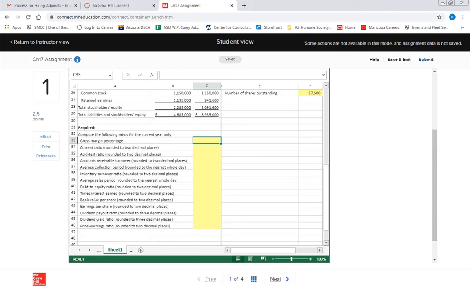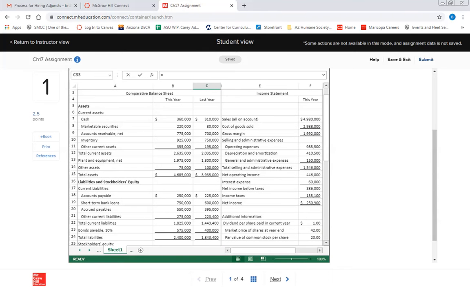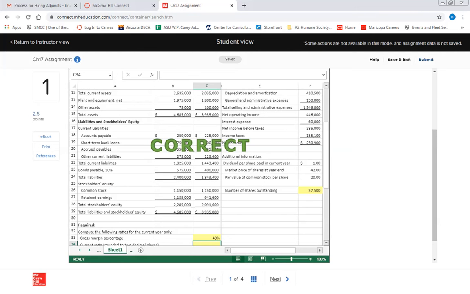So this next one is the current ratio. We're going to take current assets and divide it by current liabilities. Excuse me, I'm sorry, I jumped ahead. We're doing gross margin percentage, and we are going to take the gross margin and divide by sales. So we come over here, hit that equals sign, and find our gross margin, which is right there. And we're going to divide it by sales, which is right here. We hit enter, and yay, we got it correct.